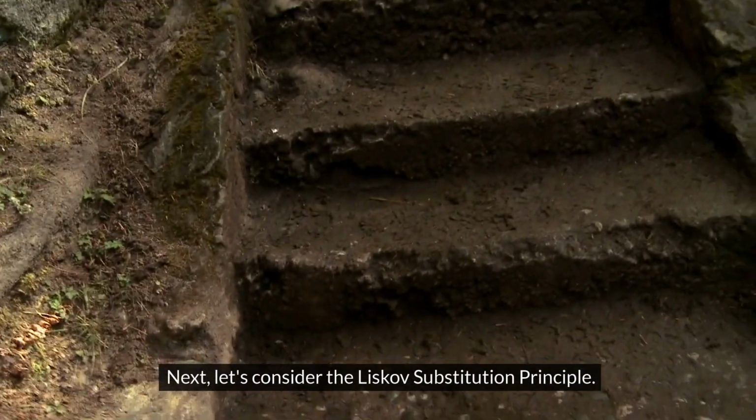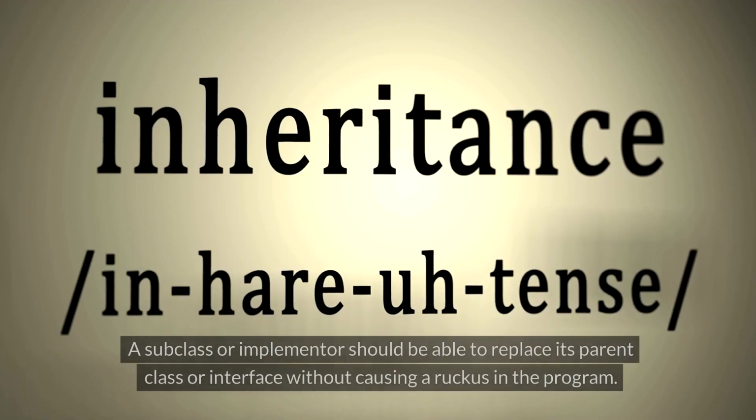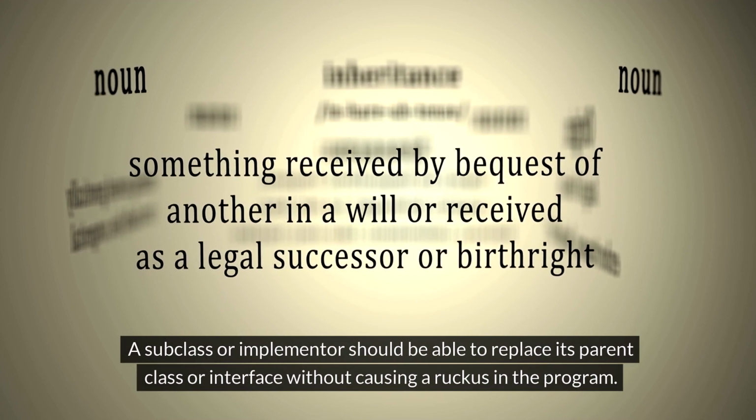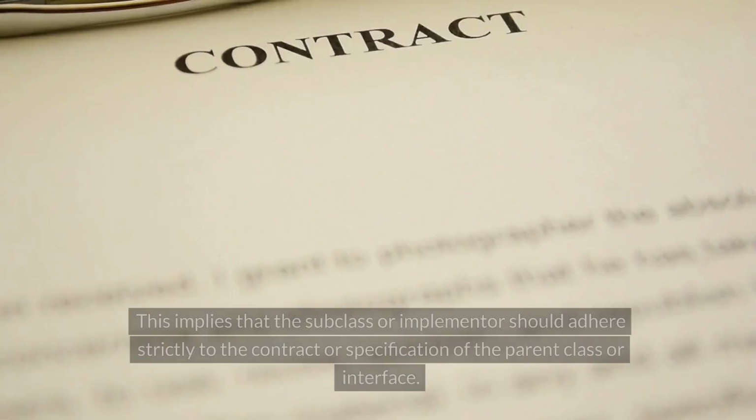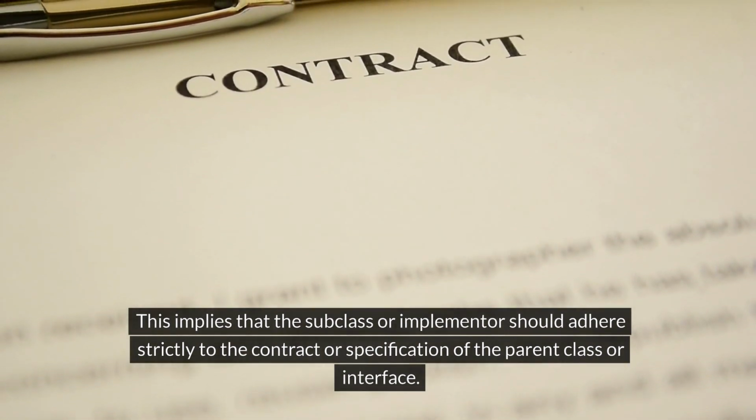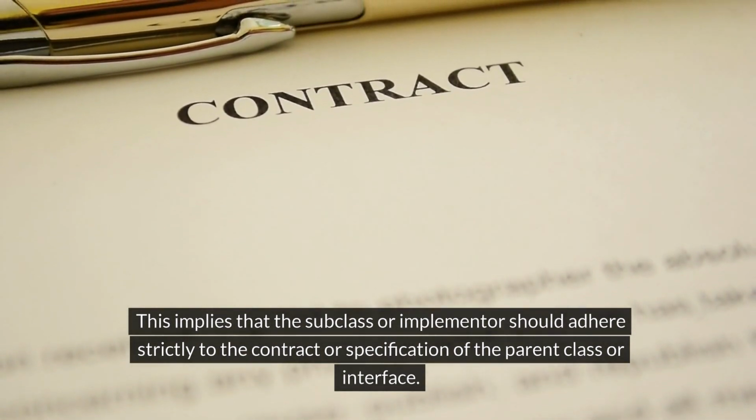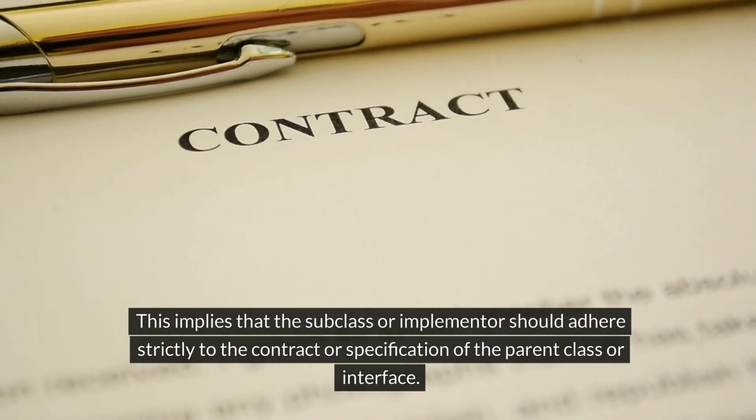Chapter 4: Liskov Substitution Principle. Next, let's consider the Liskov substitution principle. A subclass or implementer should be able to replace its parent class or interface without causing a ruckus in the program. This implies that the subclass or implementer should adhere strictly to the contract or specification of the parent class or interface.